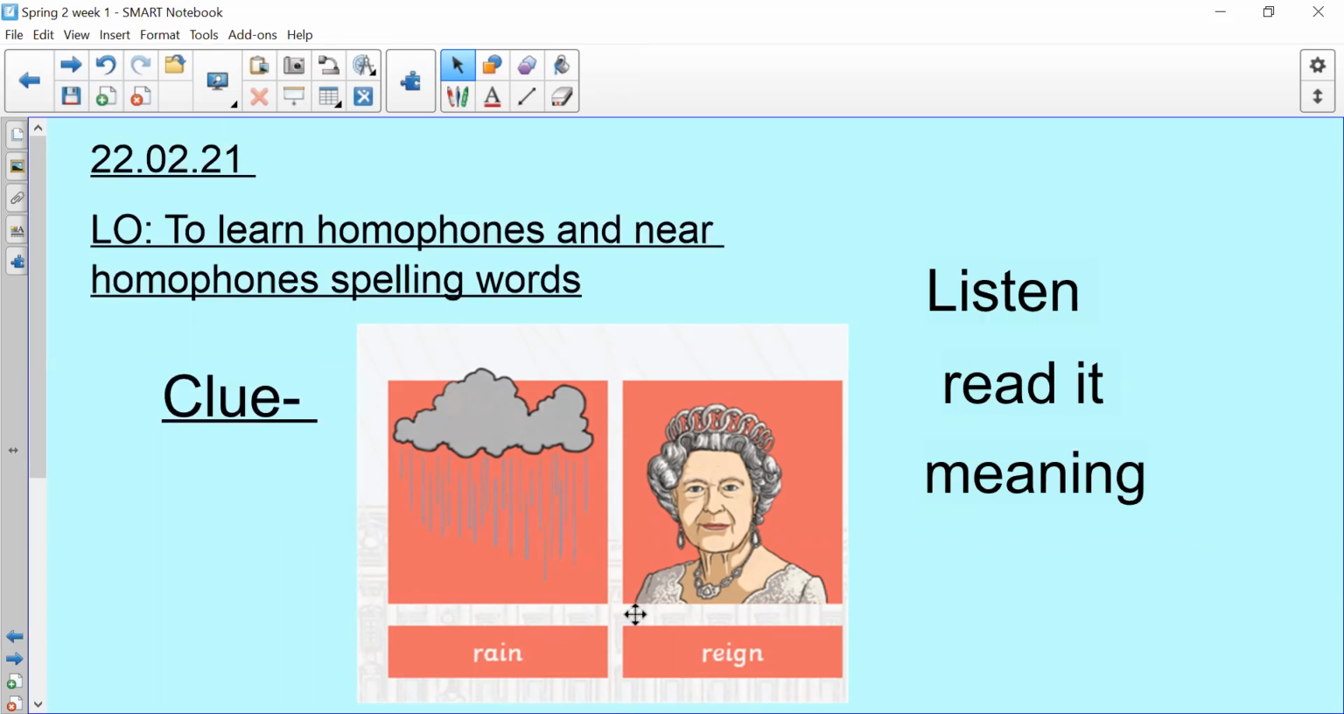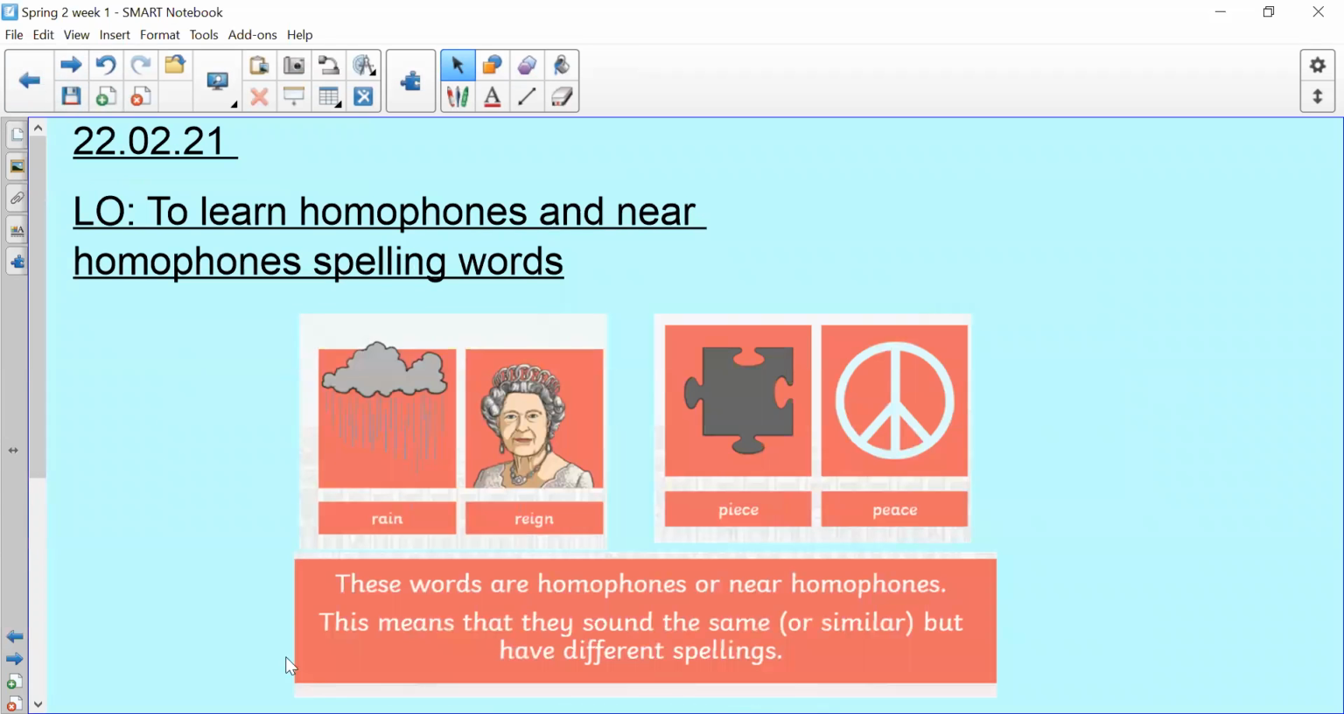Rain and rain. Again, listen, rain, rain, read it, and then think of the meaning. Okay, so rain is a type of weather and to reign is a verb, okay, where a king or queen is on the throne, they are reigning over the country. Okay, have you worked out what a homophone is yet?